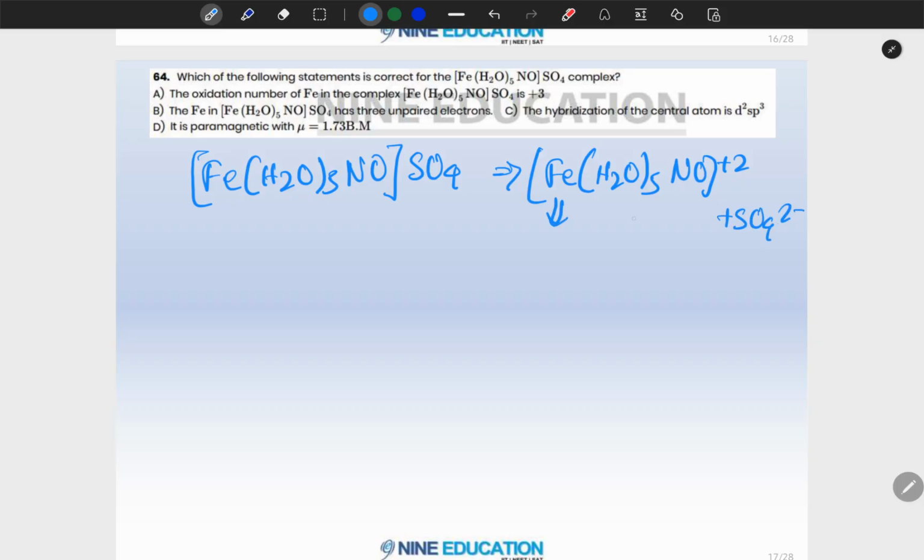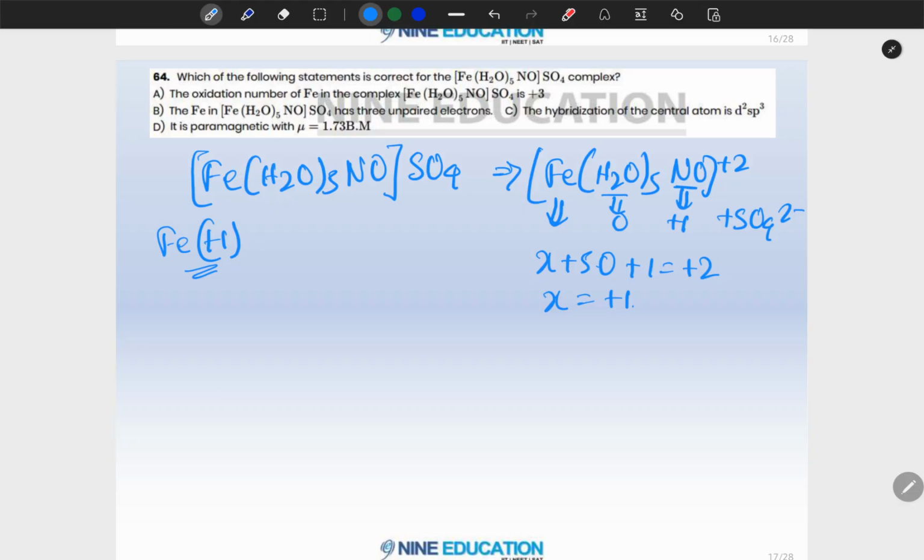So what is the oxidation state of iron in this case? NO is present in +1 oxidation state. Water is a neutral ligand. So x plus 5 into 0 plus 1, the overall value is +2. So the value of x is also +1. So iron is present in +1 oxidation state, right?